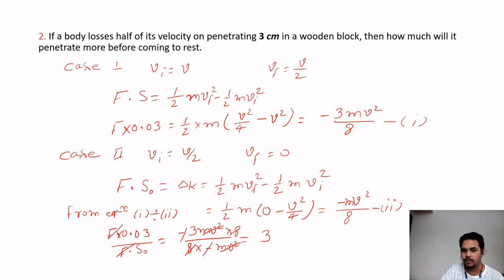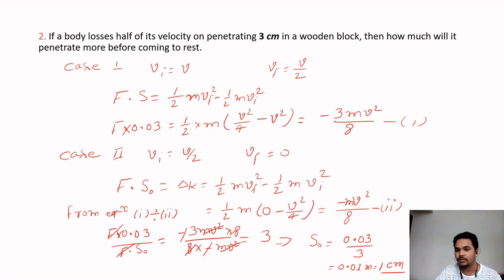If you want to find the value of s naught, we can cross multiply. s naught will be 0.03 by 3, that is 0.01 meter, or 1 centimeter will be your final answer. So in the second case, after penetrating 3 centimeters, with the latter half of the velocity, it will move a distance equal to 1 centimeter.